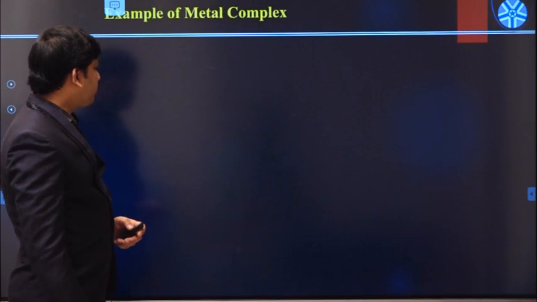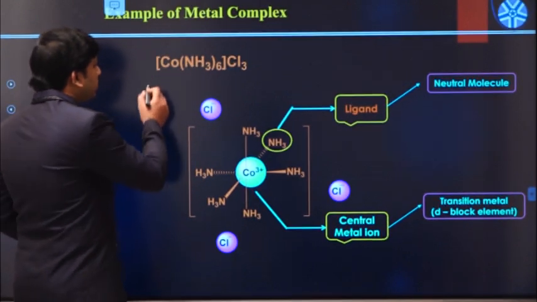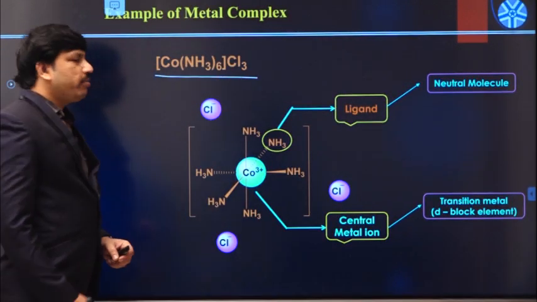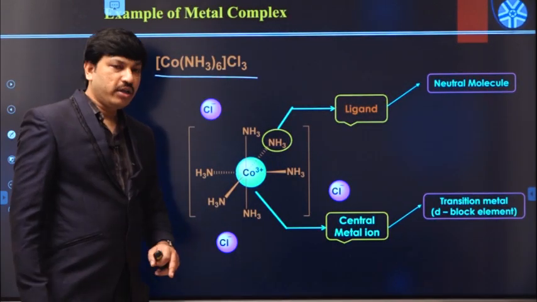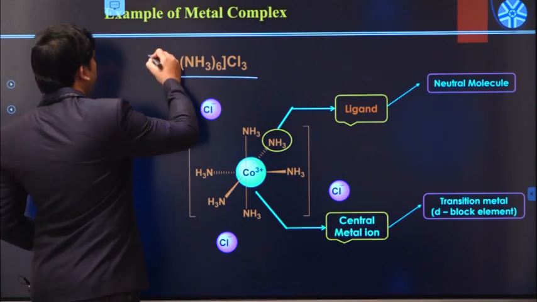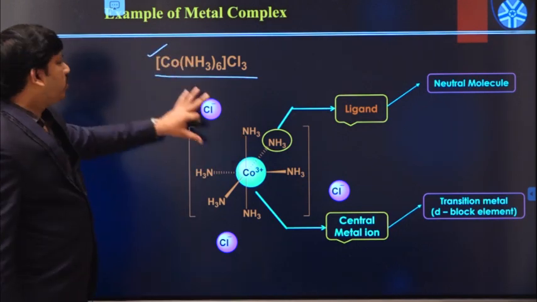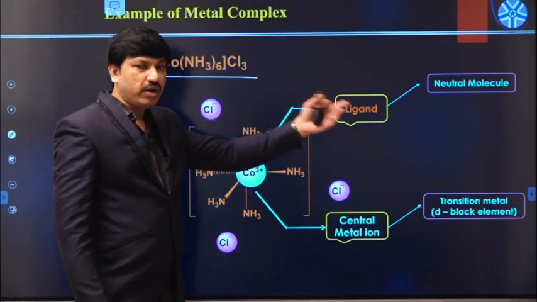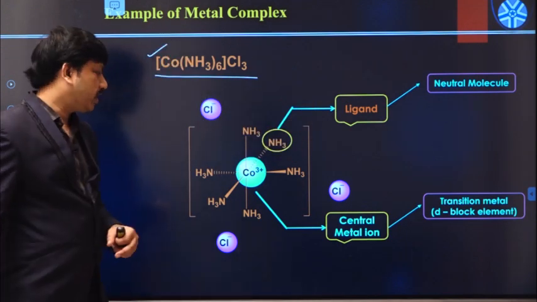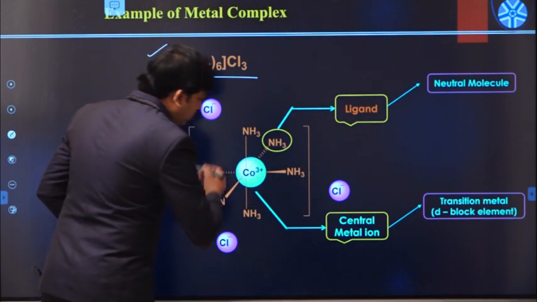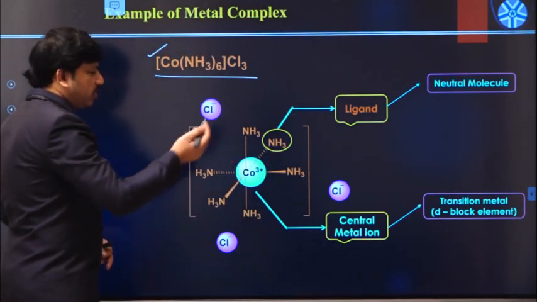Okay, I will give one more example like this. This is the hexaammine cobalt(III) trichloride complex. This is one of the important examples. In this unit, we will discuss this example several times. That is the reason I am going to take this example. So this is the representation of the corresponding metal complex in this manner.